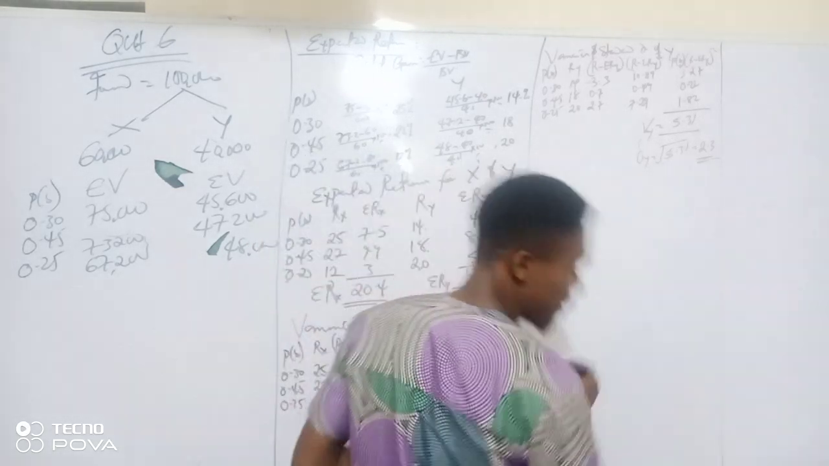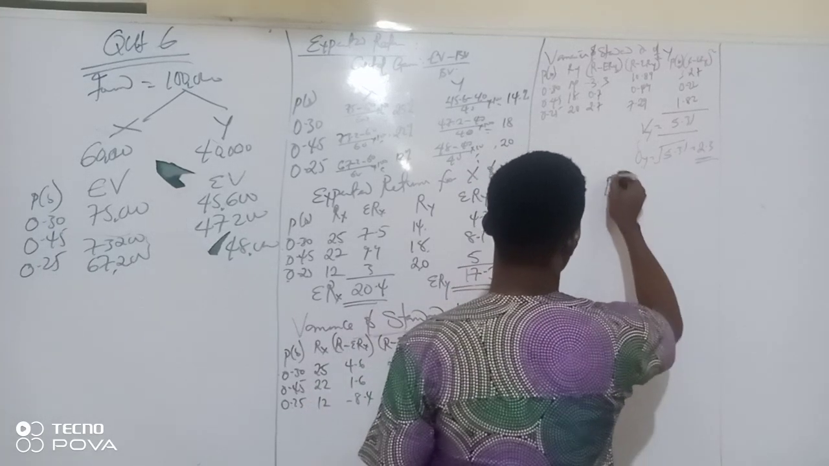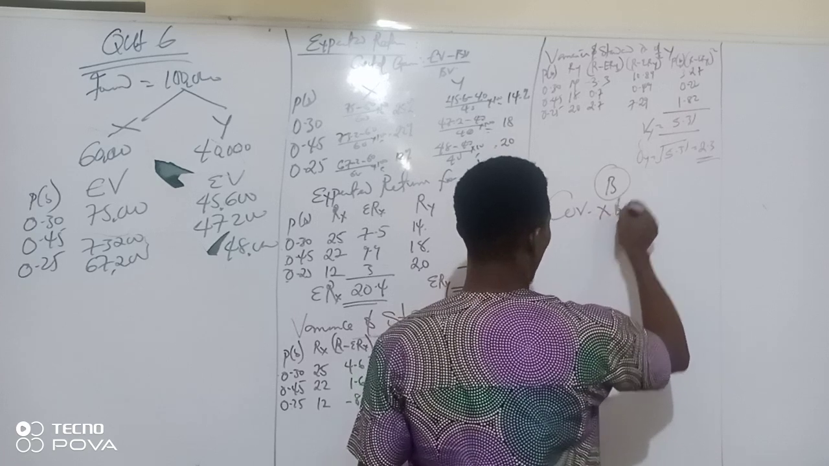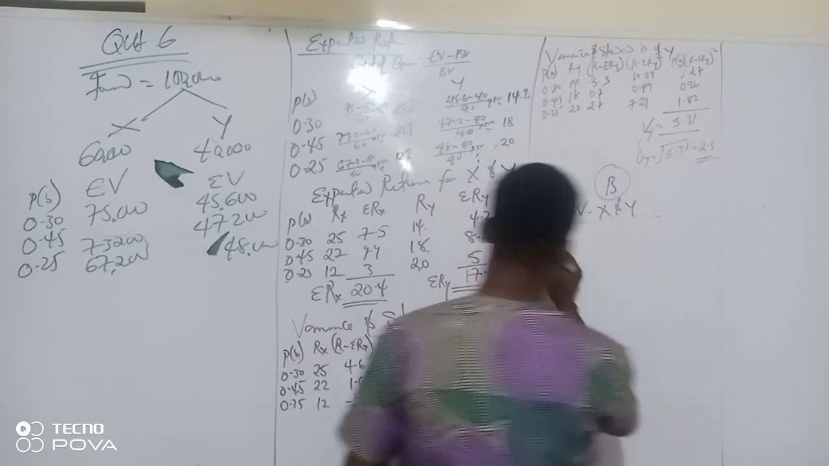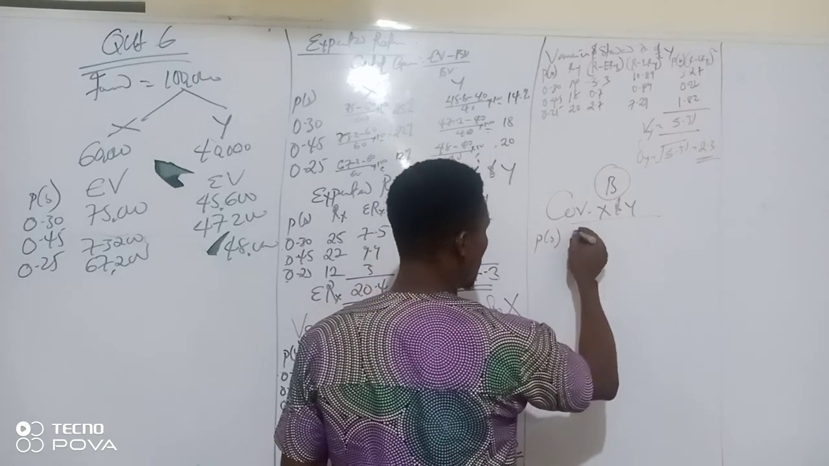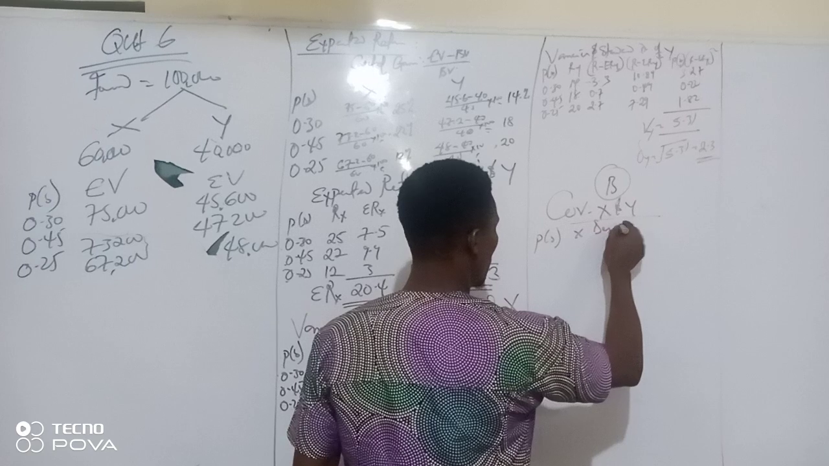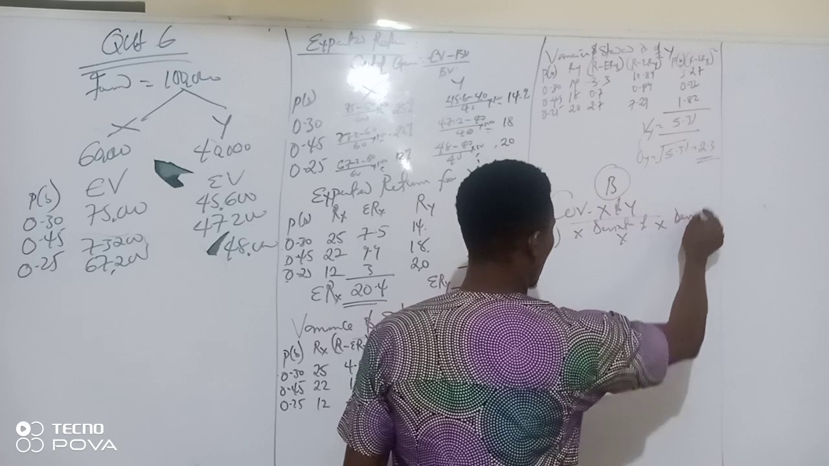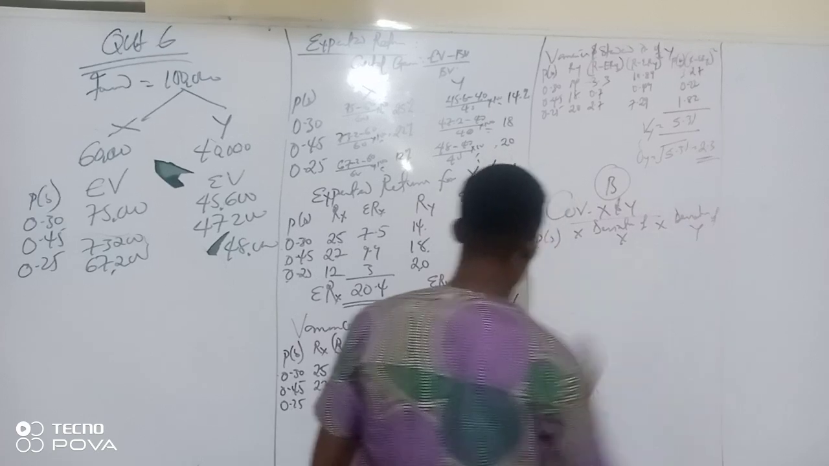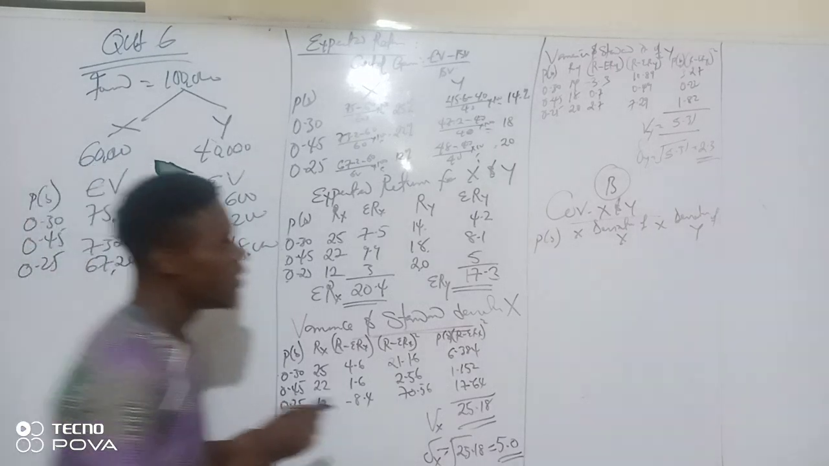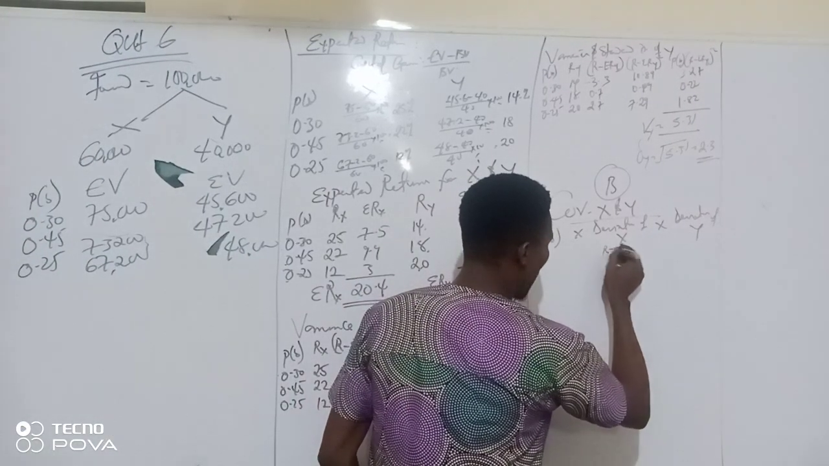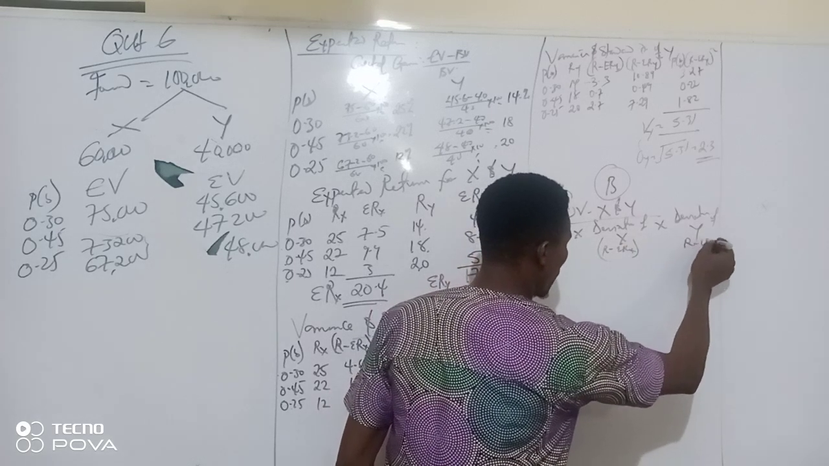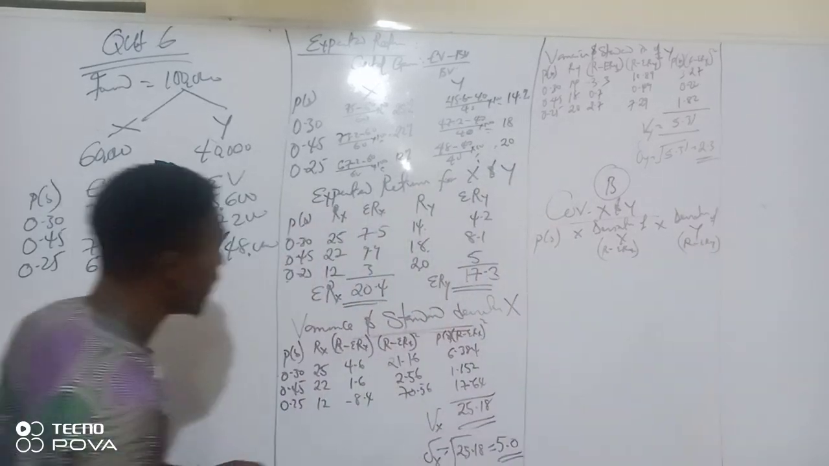So, number B, the covariance of X and Y. We are using the raw data: probability times deviation of X times deviation of Y. So let's bring our probability. What's our deviation? Deviation is return minus expected return of X, and return minus expected return of Y.